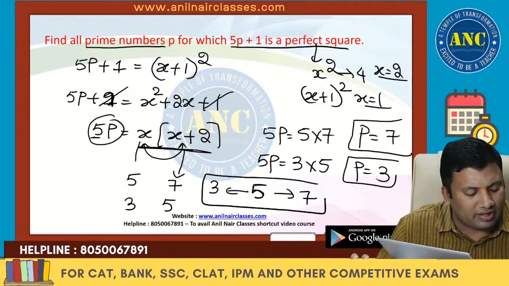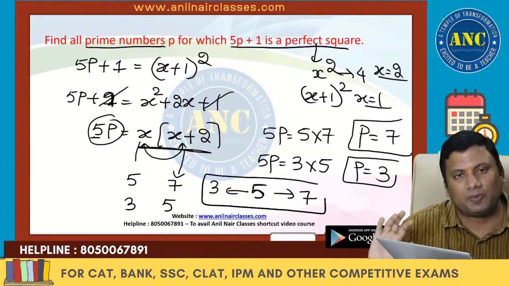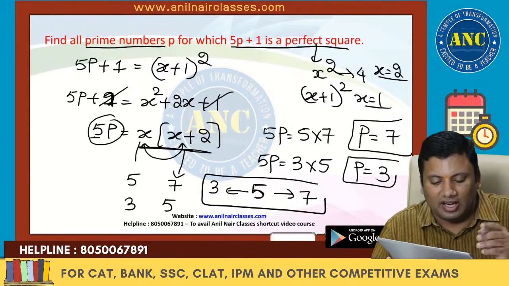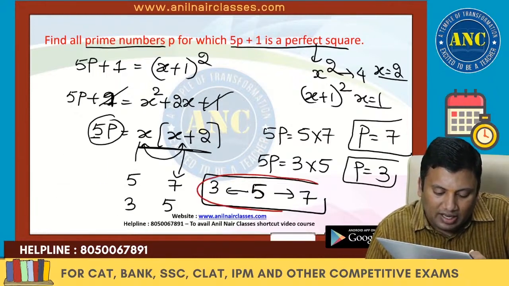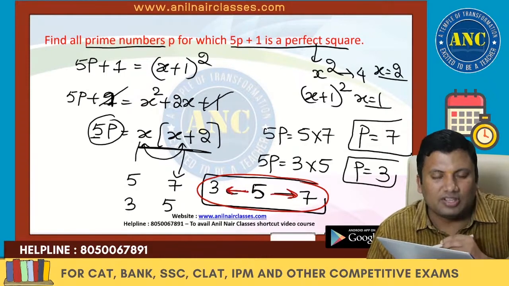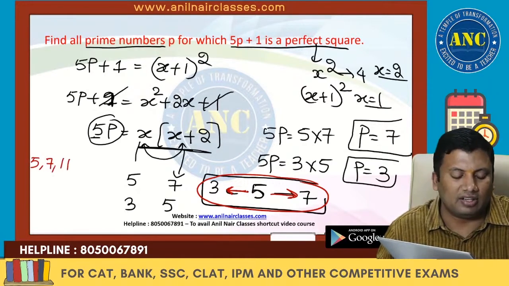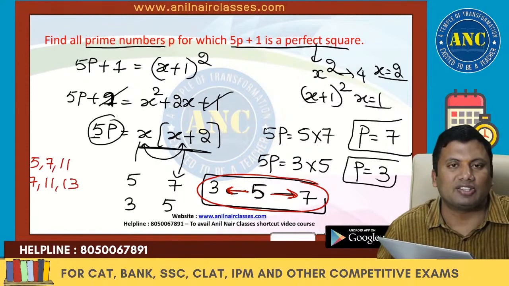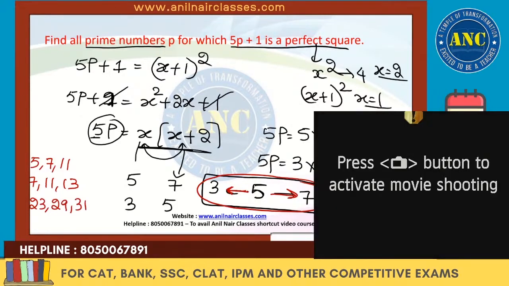You can also do it with x square, but that will result in x minus 1 into x plus 1. There is a prime triplet which has a deviation of 2. Suppose see here 5, 7, 11. There is no deviation of 2. 7, 11. Right, 13, there is no deviation of 2. 23, 29, right, next it is 31. There is no deviation of 2.